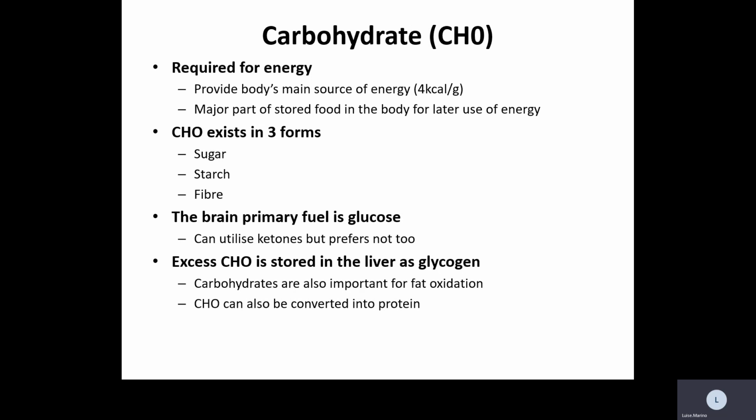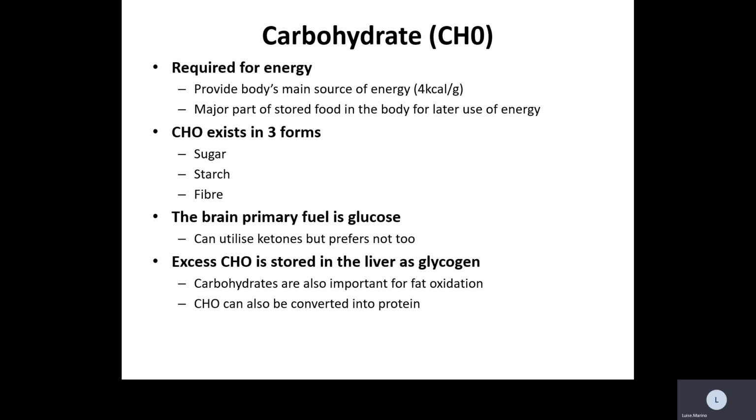Carbohydrates are your body's main energy source. They are the major part of stored food in the body that's used later as energy. The carbohydrate that isn't used as glucose is stored as glycogen in the liver. Carbohydrate exists in 3 forms: sugar, starch, and fiber. Fiber is known as your non-starch polysaccharides.